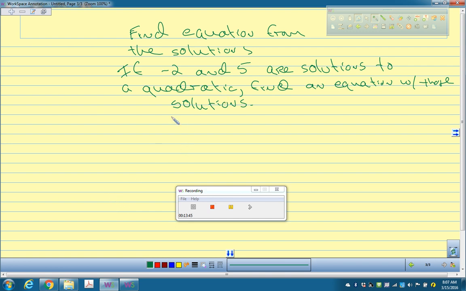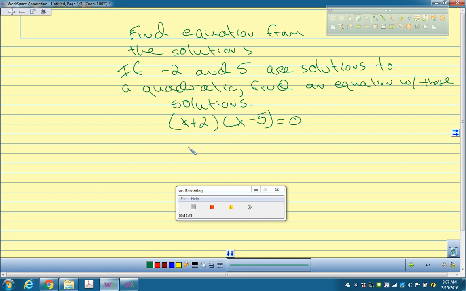So remember when we factored and we got x here and x here, right? And we said it equal to 0, and we said either this is equal to 0 or that is equal to 0. Okay? If one of the solutions was negative 2, what would have to be over here? Oh, very good, Will. That's right. Plus 2. If one of the solutions were positive 5, what would have to be over here? Negative 5.